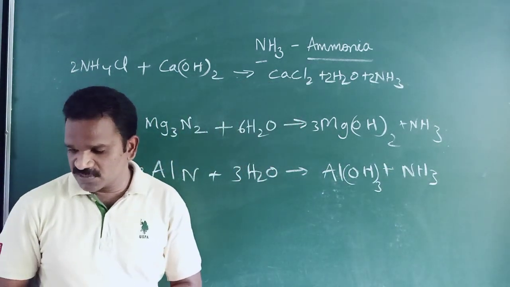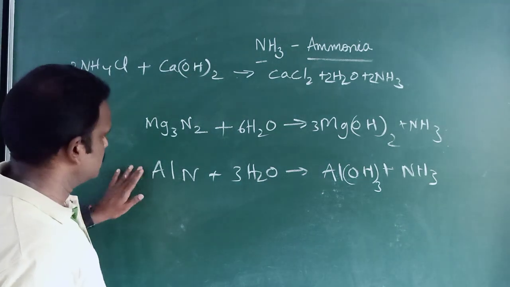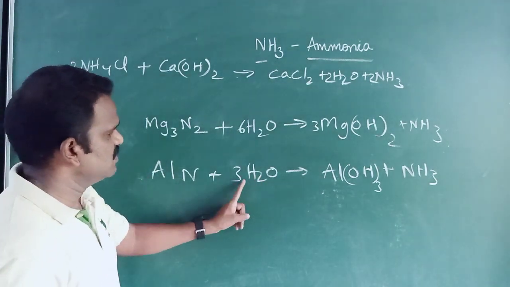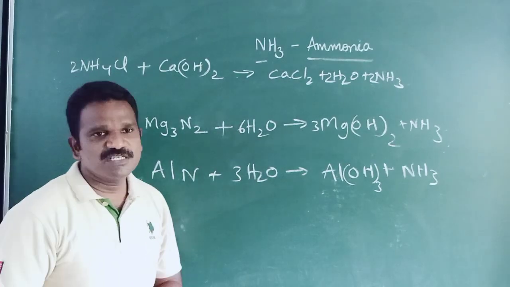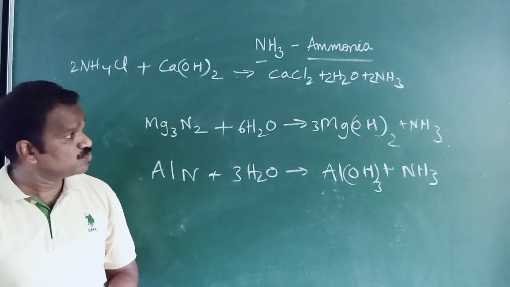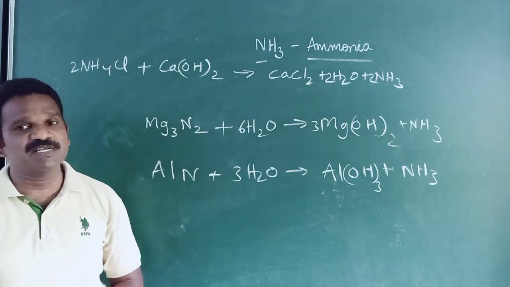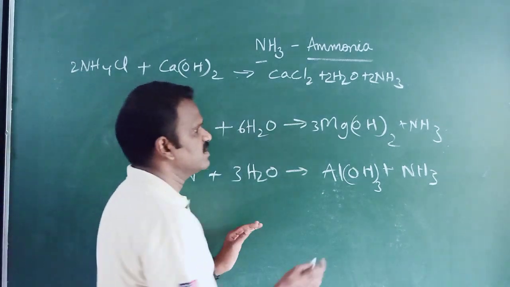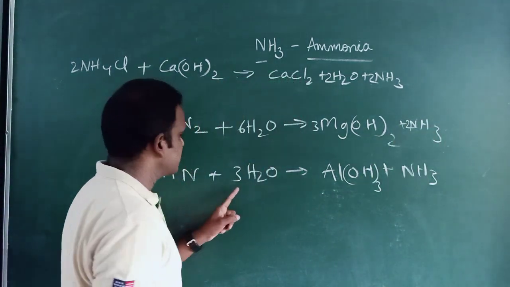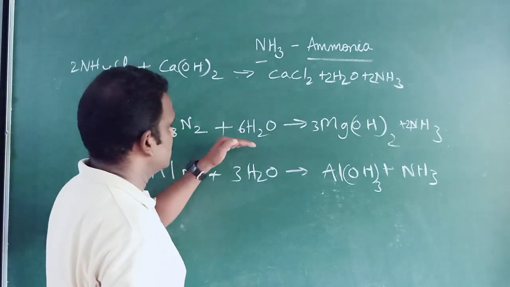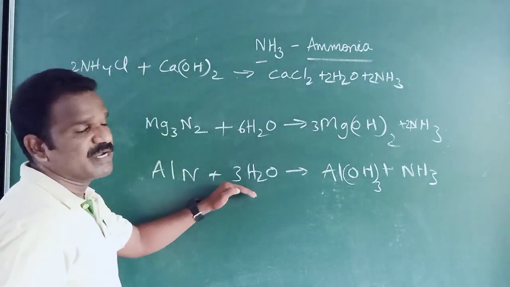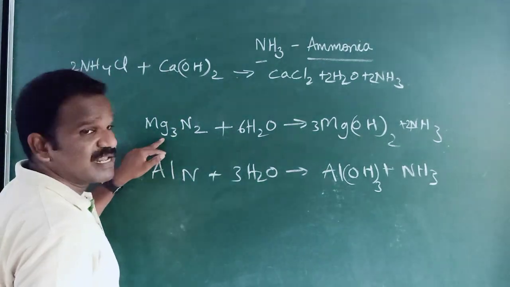So for AlN, AlN plus 3H2O. Okay, right. So Mg3N2 plus 6H2O gives rise to 3Mg(OH)2 plus 2NH3, and AlN plus 3H2O gives rise to Al(OH)3 plus NH3. So these are the two equations you have to put in your mind, for preparation of ammonia through metallic nitride.